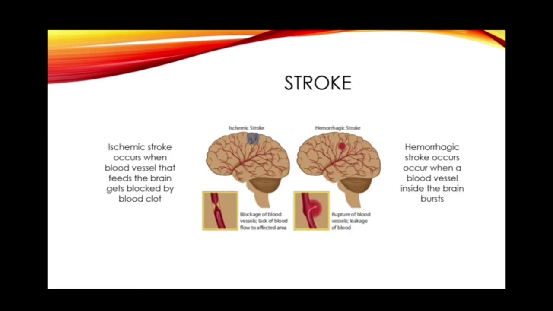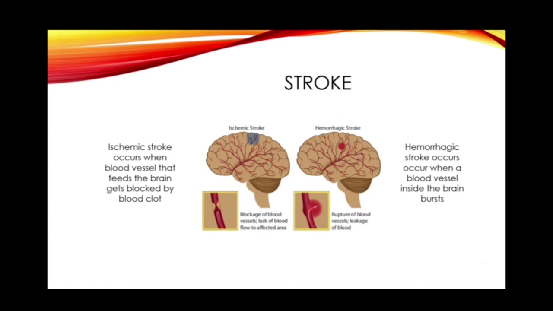Number 2 is stroke. There are two kinds of stroke. They are called hemorrhagic and ischemic stroke. Ischemic stroke occurs when a blood vessel that feeds the brain gets blocked by blood clots. It causes the blood supply to the brain to be cut off and some brain cells will die. The dead brain cells can't regenerate again, and this will cause the brain to not be able to give the right orders to the other parts of the body. So a lot of ischemic stroke patients experience speaking and walking trouble.